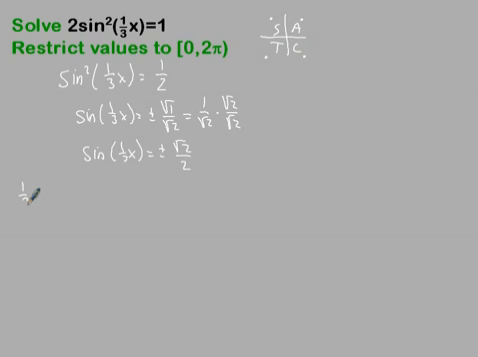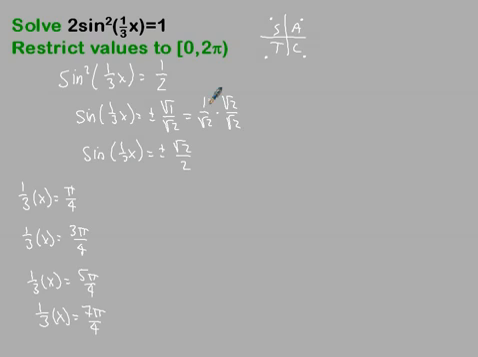We're going to have 1/3 x is equal to pi over 4. 1/3 x is equal to 3 pi over 4. 1/3 x is equal to 5 pi over 4. And 1/3 x is equal to 7 pi over 4. Now, because this number here is a 1/3, the most amount of solutions you're going to have are these 4, if we stay within our restricted value from 0 to 2 pi.